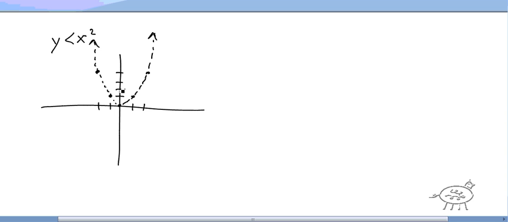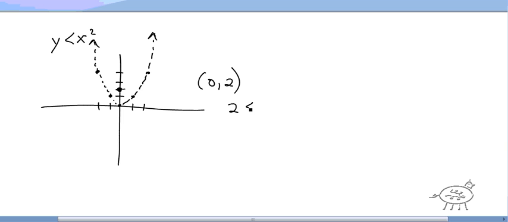Okay, I'm going to test this point right here. It's going to be 0 comma 2. I'm going to plug it in. If it works, then I shade where that point is. In this case, I'm shading on the inside. So I'm going to plug it in.